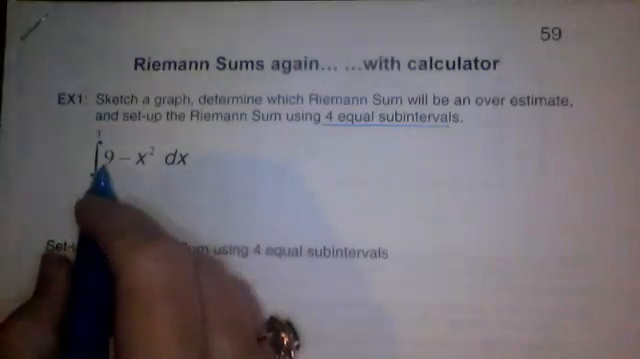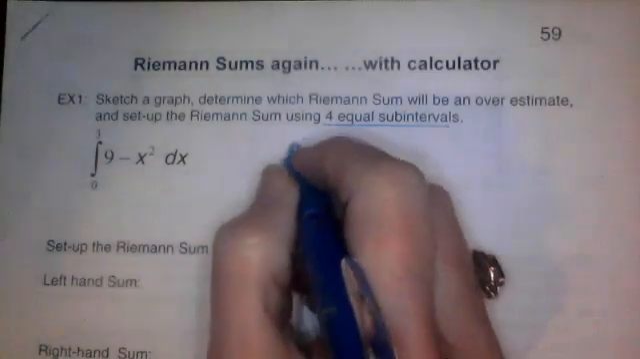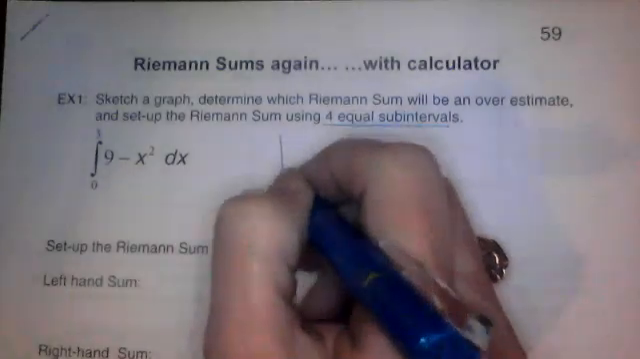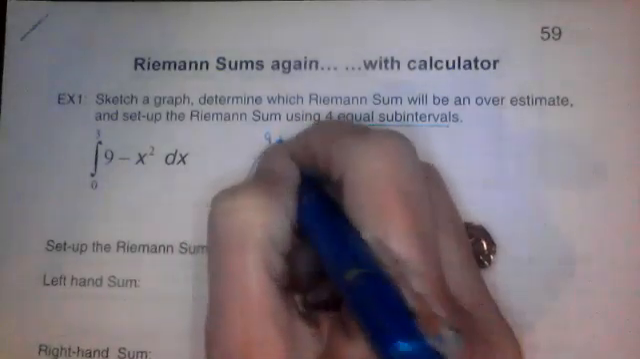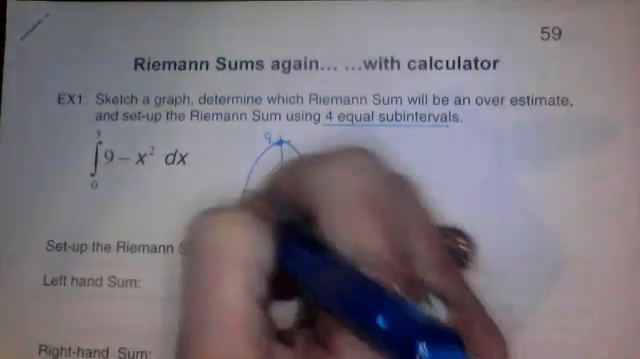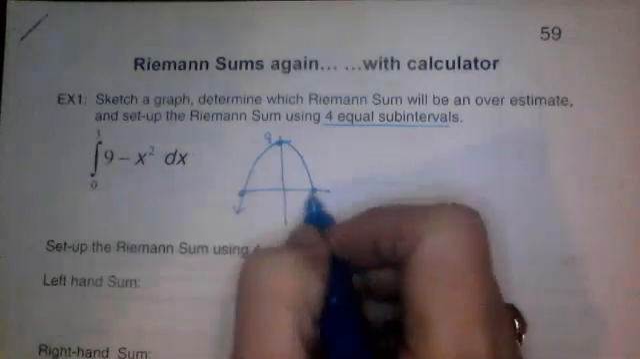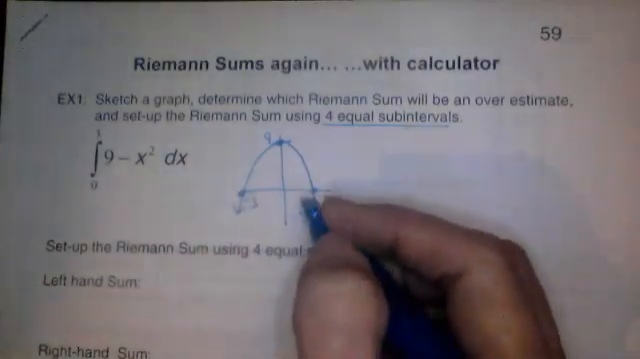So our graph is 9 minus x squared. So we know that that graph is shifted up 9. Just in general, this graph is going to go up 9. We know that it's a negative x squared, so it's coming down like this. Plus and minus 3 are going to be where the zeros are. So negative 3, positive 3. So this is our graph.